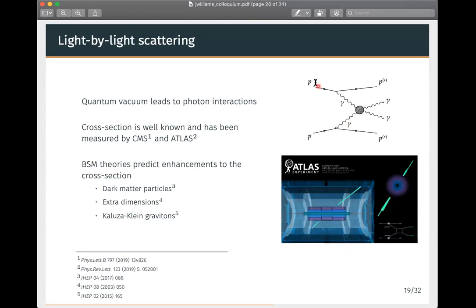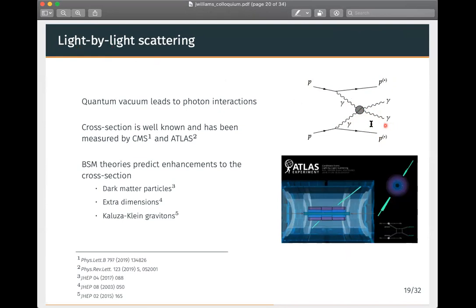Additionally, our original protons remain intact in the final state. So we have four final state particles. We have two photons being produced, and we have our two original protons. And so this process of two photons producing two new photons is called light by light scattering.